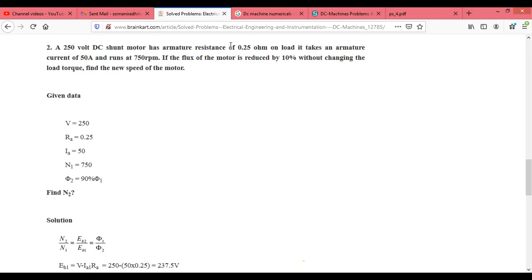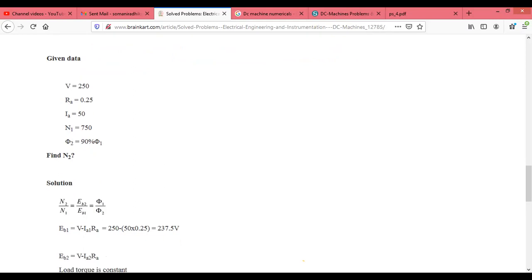So what happens there? Shunt means parallel, and in parallel there is the same voltage. That's why we are supposed to consider only the armature resistance here. So the EB equation will be V minus IA RA. We are having all values, you can solve. Voltage they have given is 250 volt, IA they have given 50, RA they have given 0.25. If you solve, you will get the EB1 value.